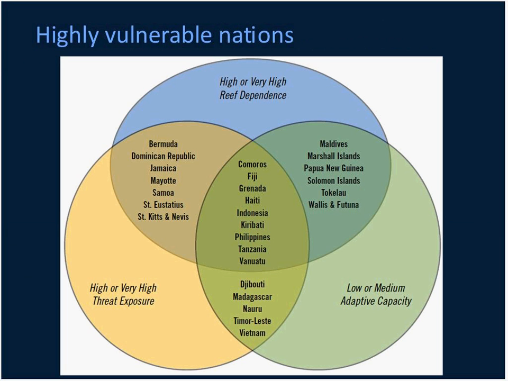And I think this work is best summarized in this graphic here, which lists the countries that are dependent in the blue circle, highly exposed to threats in the orange circle, have relatively low or medium adaptive capacity. In other words, there are few alternatives in terms of livelihoods and so on. And you can see the countries in there for yourselves. But again, small islands dominating the scene.